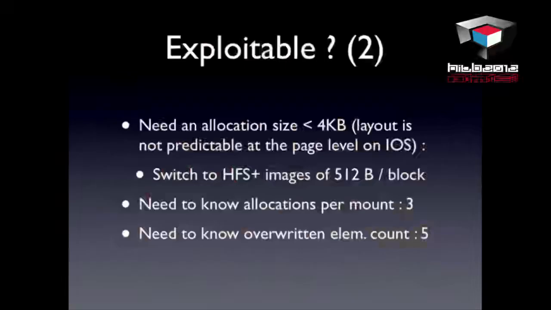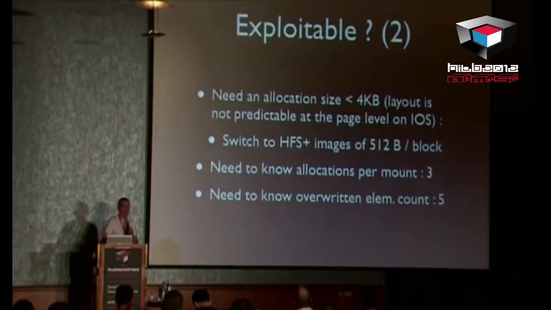As I said, we need to switch to a different zone. So to do that, I just modified the block size of my image to be 512 bytes. And we need to know the precise amount of allocations per mount and the precise amount of overwritten free blocks, overwritten elements of the heap at each mount. So here are the numbers: 3 and 5.